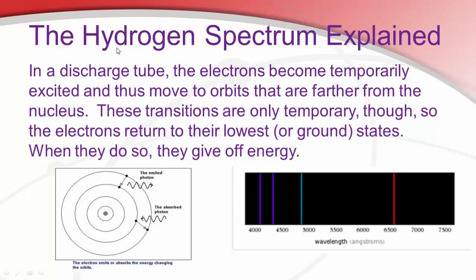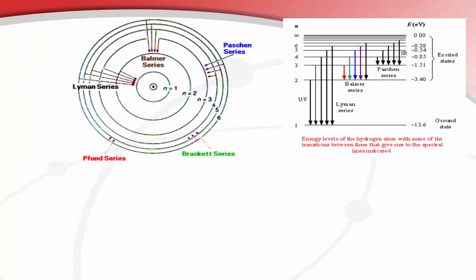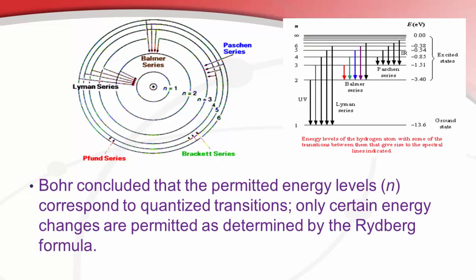So this did a very good job of explaining the spectrum of hydrogen. And the fact that there were only 4 visible lines was perfectly comprehensible because there were only certain energy transitions that could be made. And so only certain colored lines were observed. So he concluded that there were permitted energy levels, and only these energy changes were going to exist, and therefore you'd only see certain colors. And the Rydberg formula described that.